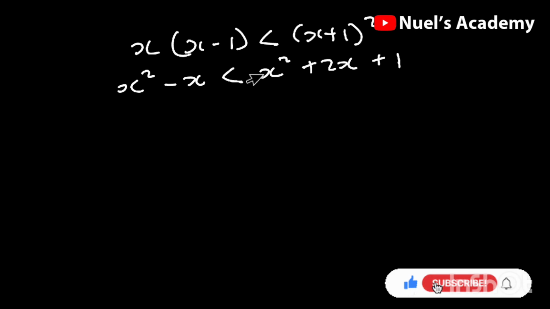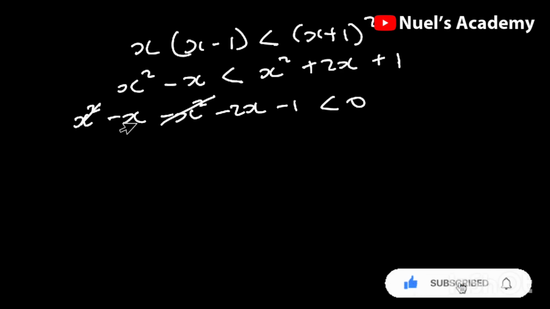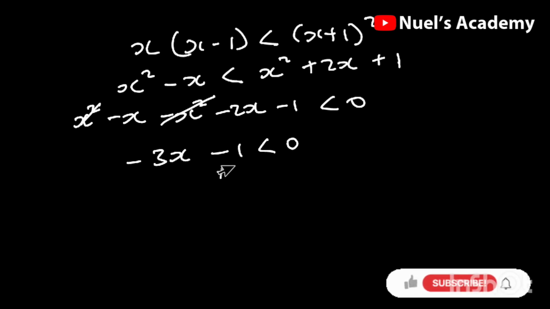So let's take everything at the right hand side to the left hand side. All the signs here are going to change. We're going to have x square minus x minus x square minus 2x minus 1 is less than 0. Now x square minus x square is going to cancel. Negative x minus 2x is going to be negative 3x. Then you have negative 1 is less than 0. So let's add 1 to both sides. We have negative 3x is less than 1.